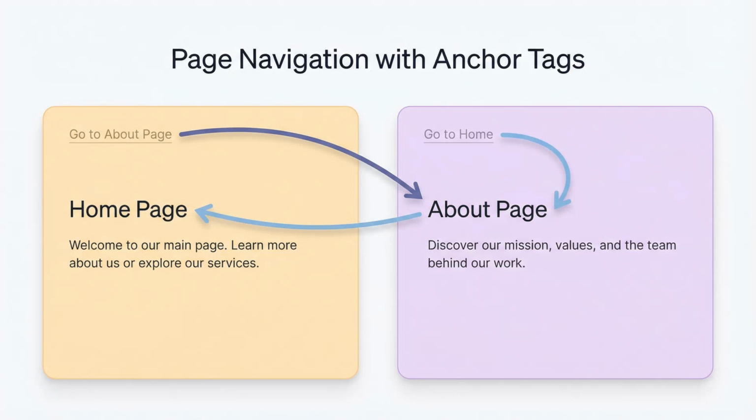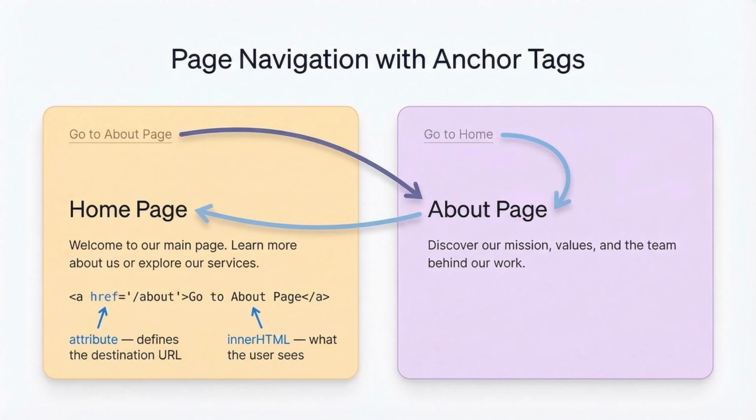Now, let's talk about how users actually navigate between pages, not by typing code directly, but by clicking links on the page itself. The idea is simple. When someone clicks a link on the home page, they should land on the About page, and vice versa. This is the kind of navigation every real website needs.